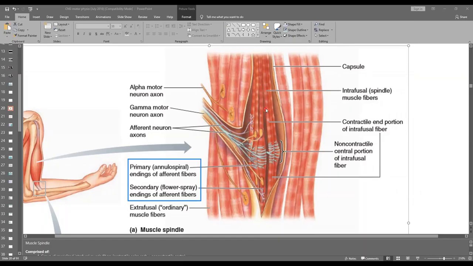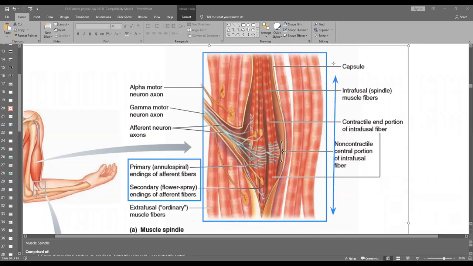So listen to this carefully now. When the whole muscle stretches, these extrafusal fibers will stretch. And this is very crucial now: since these extrafusal fibers are connected by the endomysium and whatever those membranes are, in parallel with the muscle spindle, the muscle spindle will also stretch. If you've understood, this is exciting now.